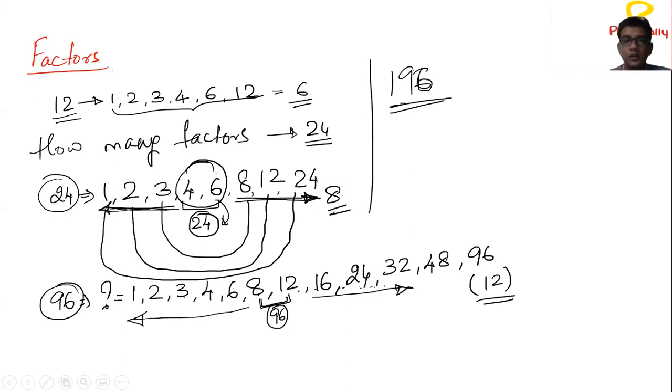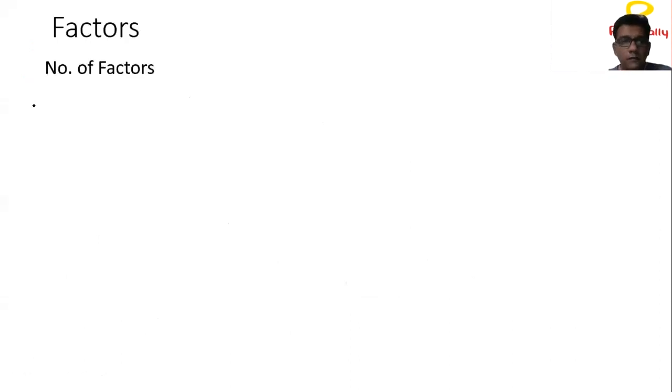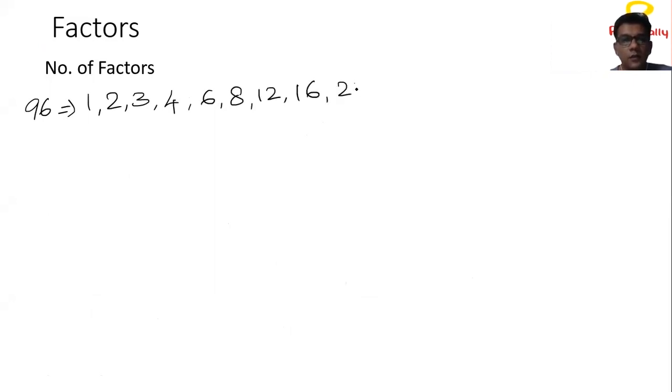So how do we generate the number of factors in a very simple way? I'm taking the example of 96 itself. Look at the factors of 96. 1, 2, 3, 4, 6, 8, 12, 16, 24, 32, 48, 96. These were the factors of 96.